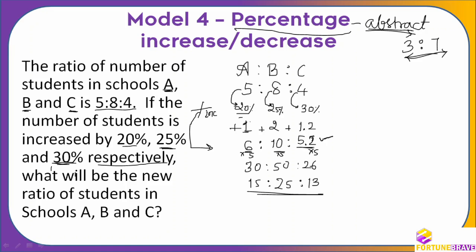Because this is a number which has a decimal place, I wanted it converted into a whole number. I just multiplied all of them by 5 because I learned yesterday that if you multiply or divide a ratio by the same number, it's not going to change. So this won't change. Therefore, I multiplied them with 5 and I got the new ratio as 30, 50 and 26.